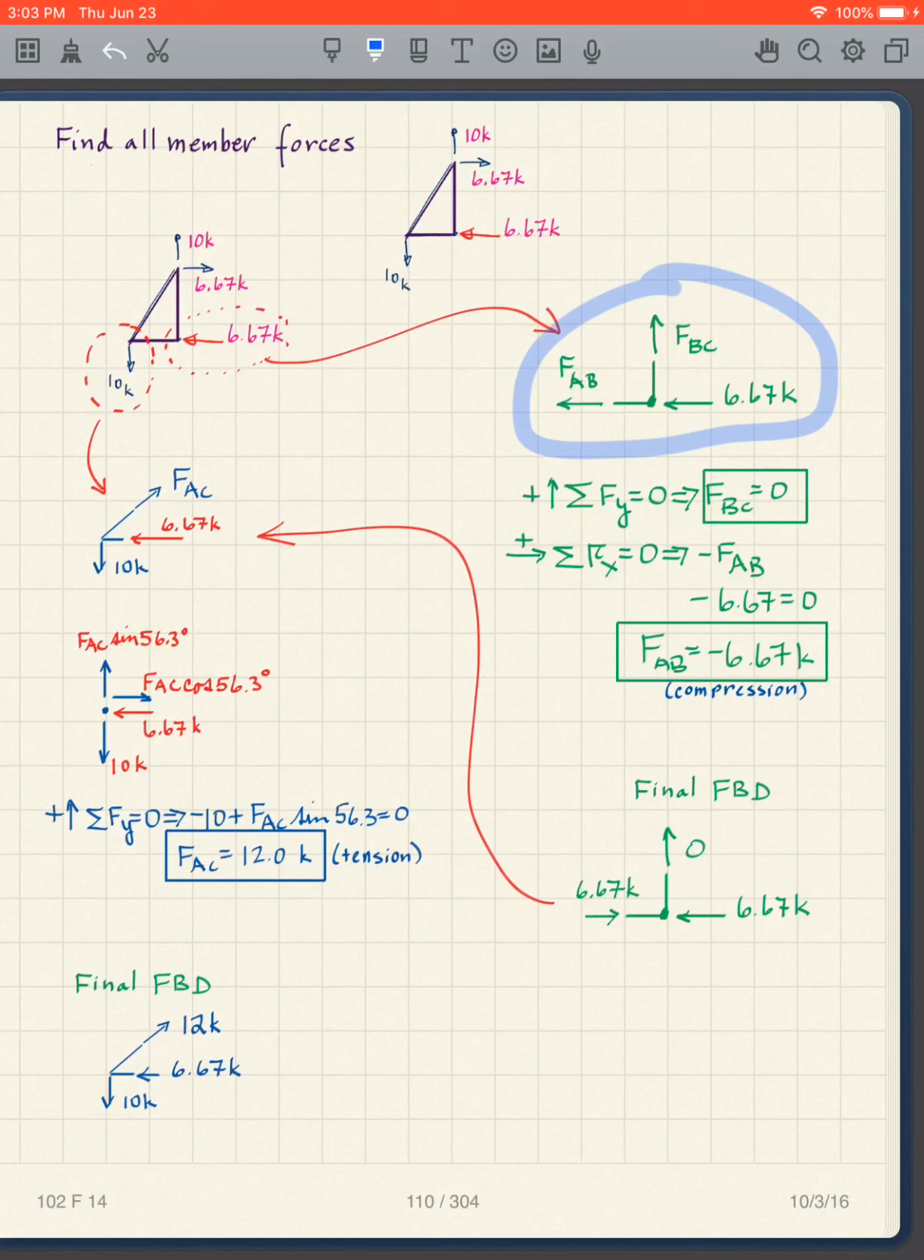And so this is my free body diagram. And if I look at this, I'm going to get two different things. I can take the sum of the forces in the y direction equals 0. Well, there's only one force in the y direction. So I end up with FBC equals 0. So what does that tell me? Well, that tells me that there is no force in this member.